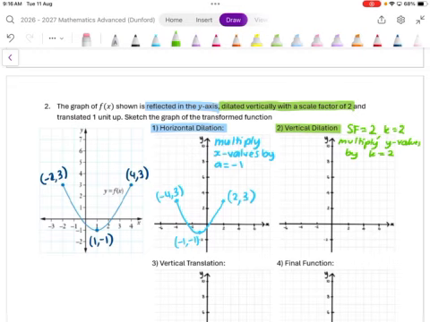So the point (-4, 3) is going to become (-4, 6). The point (-1, -1) is going to become (-1, -2). And our point (2, 3) is going to become the point (2, 6). And from there, we can sketch our curve.